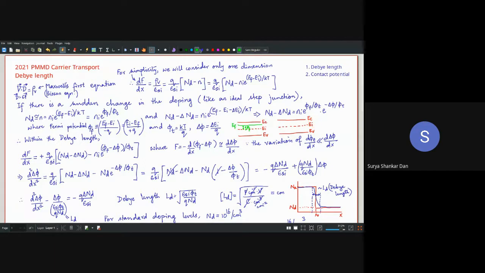Now the situation is for the P-type material. So this is EF. This is going to be your Q phi F. So over here, what will be the expression for phi F? EI minus EF, this green one, divided by Q. EI minus EF divided by Q.